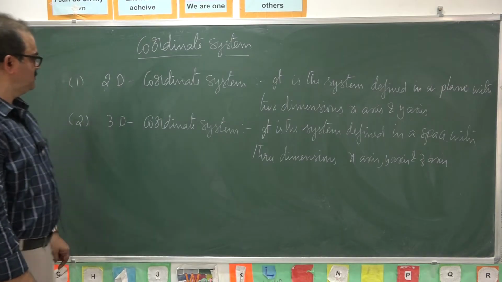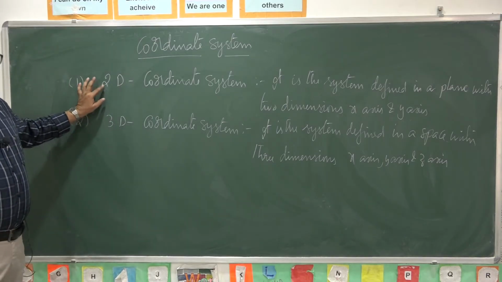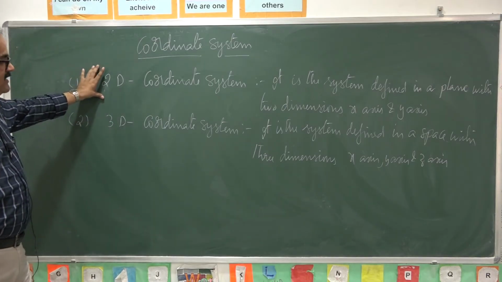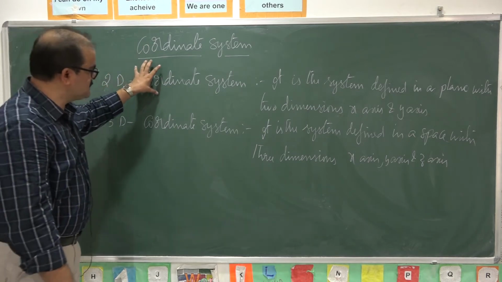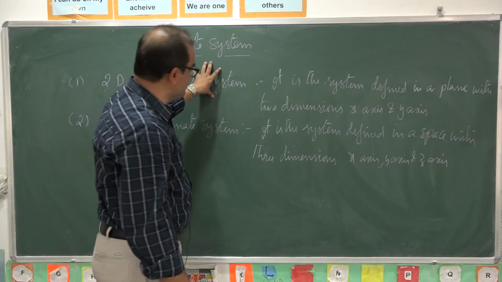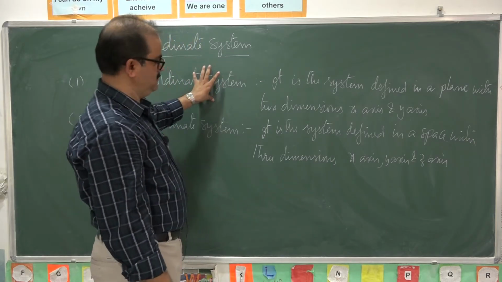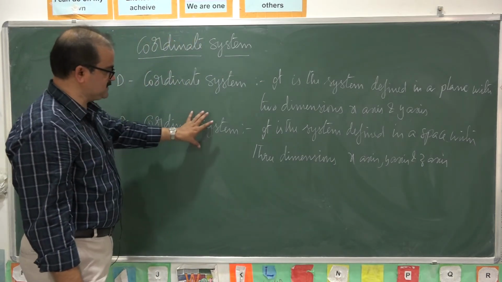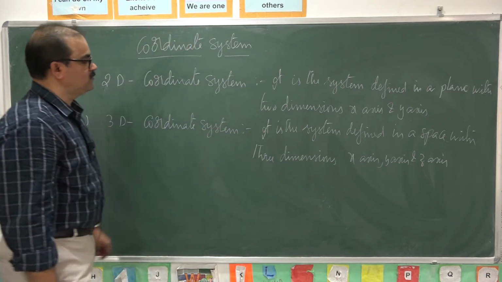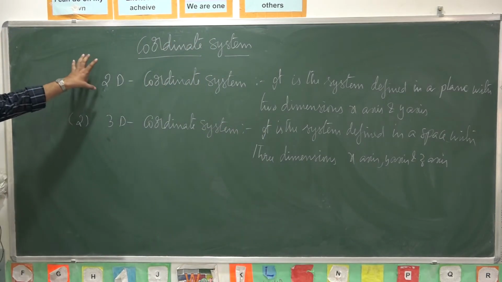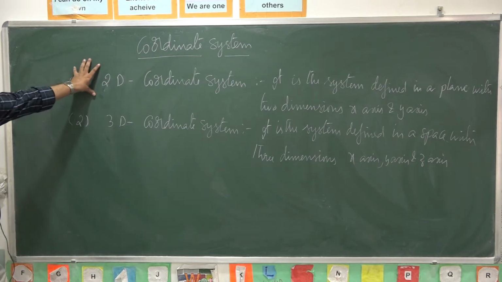Generally, there are two types of coordinate systems: two-dimensional coordinate system and three-dimensional coordinate system. Two-dimensional coordinate system is defined in a plane. Three-dimensional coordinate system is a system defined in space. Now, first of all, we discuss about two-dimensional coordinate system.